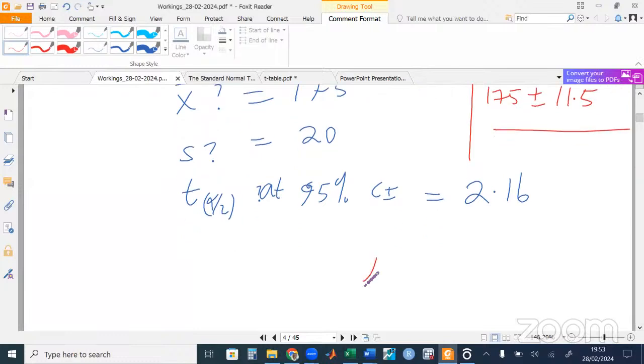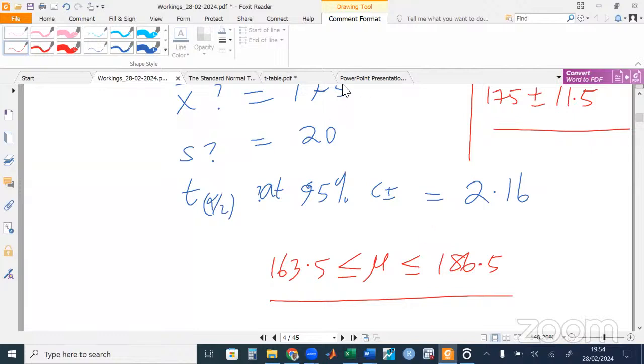So the average will lie between an interval of 163.5 and 186.5. Okay, fine. So this is where we are. So that should be your confidence interval as such.